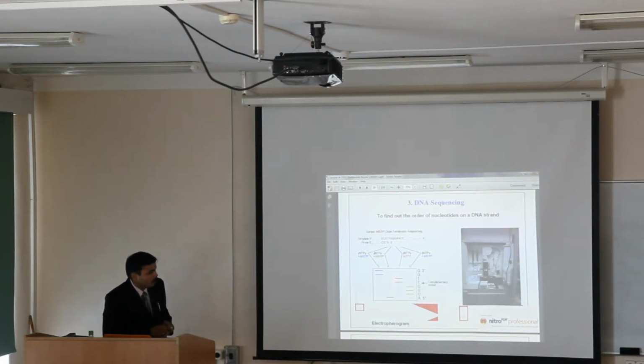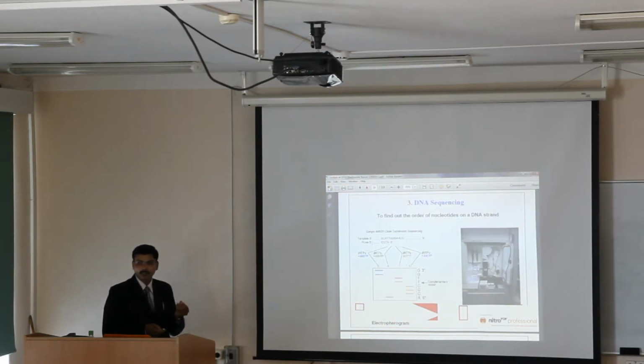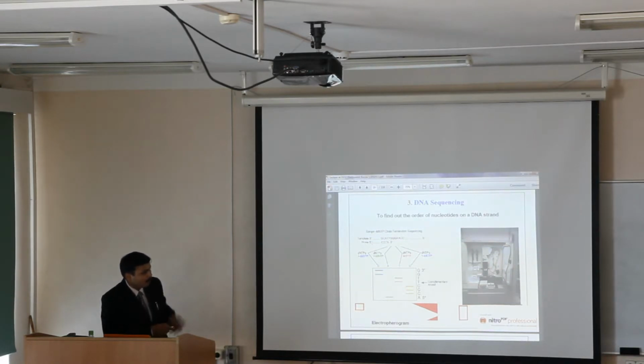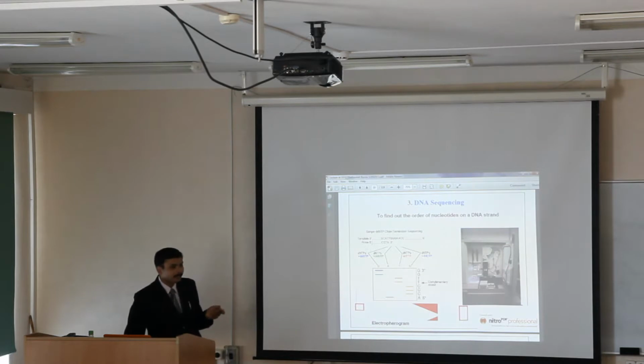What we do here is label the bases with different colors: G with blue, A with green, thymine with red, and cytosine with yellow. Then we take the mixture of DNA, load it on a gel, and cut it into different fragments so that we get a pattern, and in this way we determine the sequence of the gene, like G, G, T, C, C, C and A. This is the sequence of a DNA molecule, and this technique is called DNA sequencing.